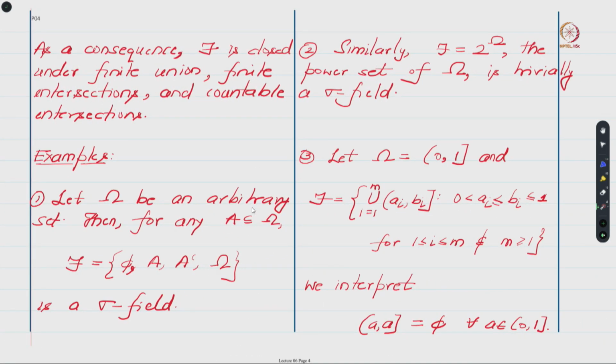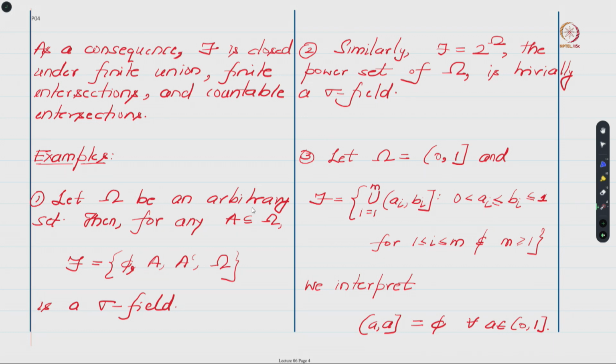Now a question that may arise in your mind is, okay, what is so special about countable unions and complements? Why don't we talk about finite unions, finite intersections, countable intersections, and so on and so forth? Well, the short answer is we don't need to explicitly include them in the definition of a sigma field.